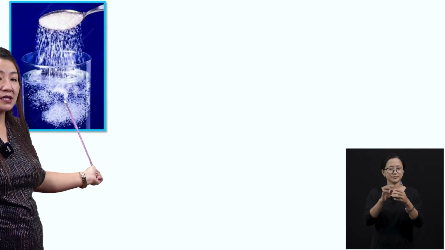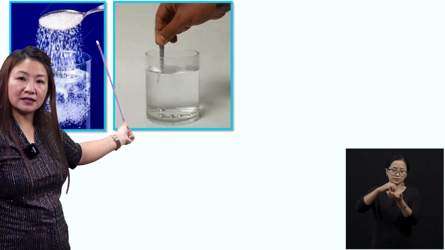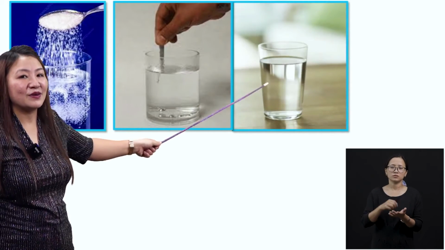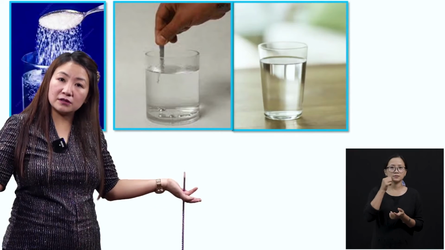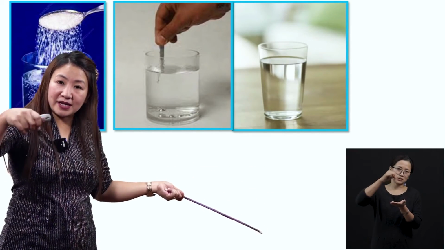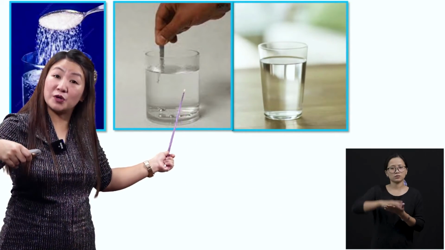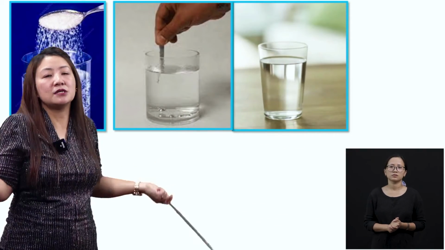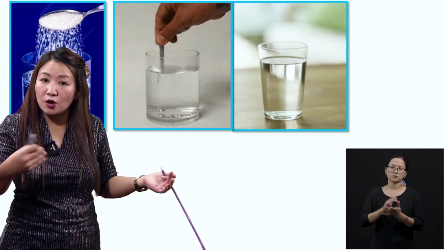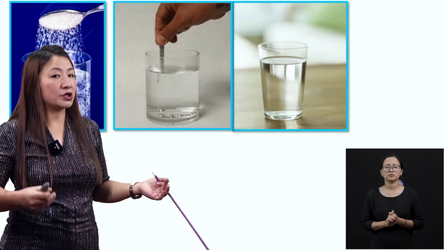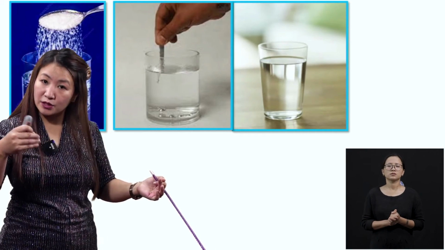One more experiment. In a clear glass of water, you add sugar, and then you stir it. And what will you get? You get a clear solution. You don't see the sugar. Where has the sugar gone? If you put the sugar or salt and you stir it, then the sugar is gone. That means it has dissolved. You say dissolved, okay? The sugar or the salt is dissolved in the water.